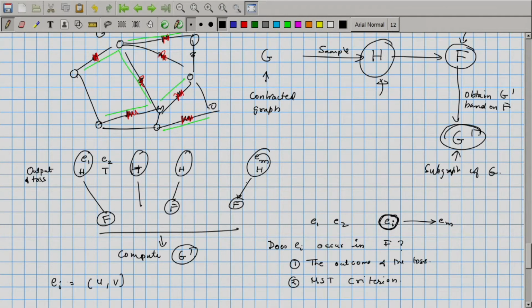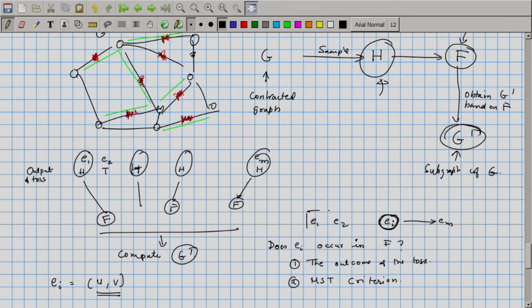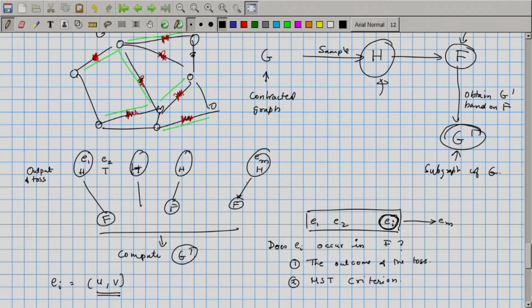So, this edge occurs in F if, in that subgraph, adding u and v does not form a cycle. In other words, u and v belong to different components in that subgraph. If they belong to different components, ei will be present. If they do not belong to different components, ei will not be present. So, this decision is entirely based on the outcome of the coin tosses E1 to ei. The result of the coin tosses starting from E1 to ei determines the subgraph, and once the subgraph is determined, the decision of whether ei is to be present in F or not is completely made, and therefore, the other edges do not play any significant role in whether ei occurs in F or not.